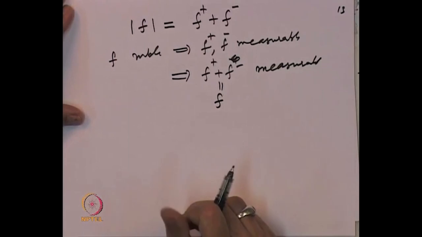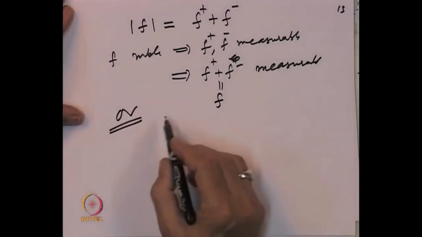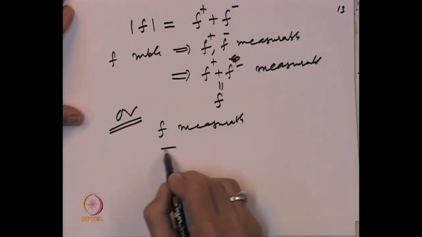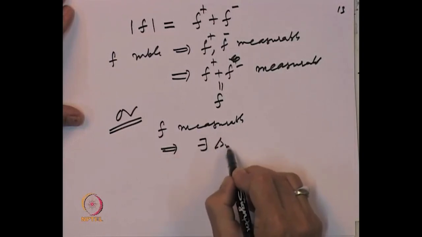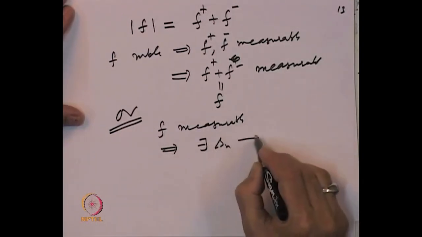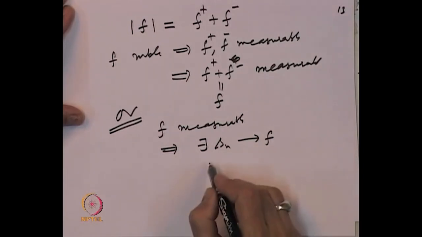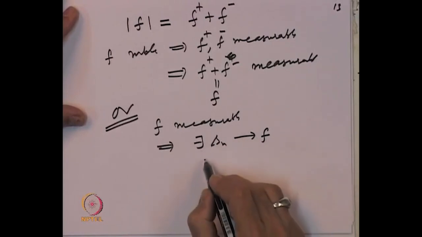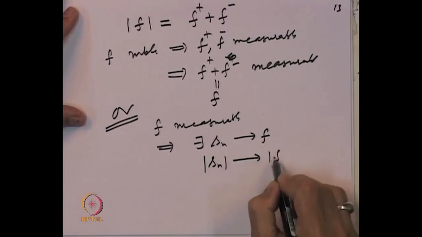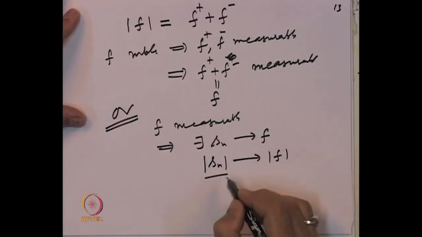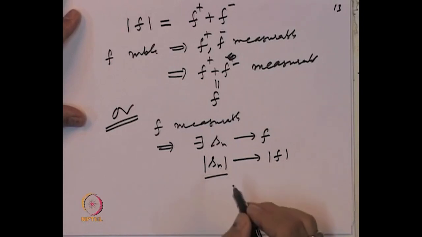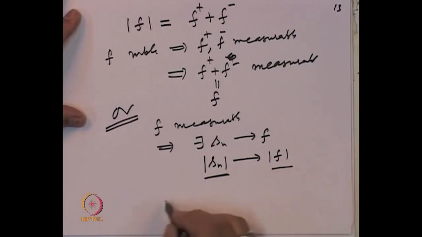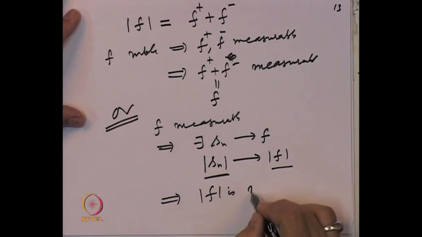So, that is one way of looking at it, or you can also look at it from the sequence point of view. f measurable implies there is a sequence S n of simple measurable functions converging to f. But then a simple argument which works for sequences, which we have already seen, gives that mod S n converges to mod f. And observe that if S n is simple, then mod S n is also simple for every n. So, there is a sequence of simple measurable functions converging to mod f, that means mod f is measurable.